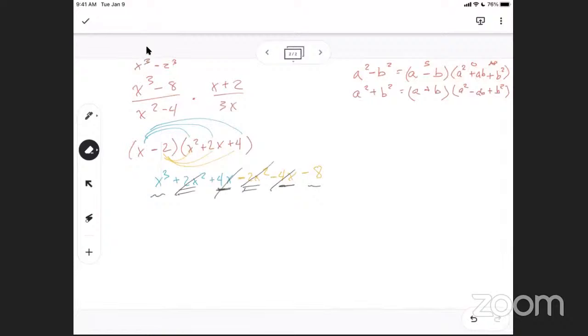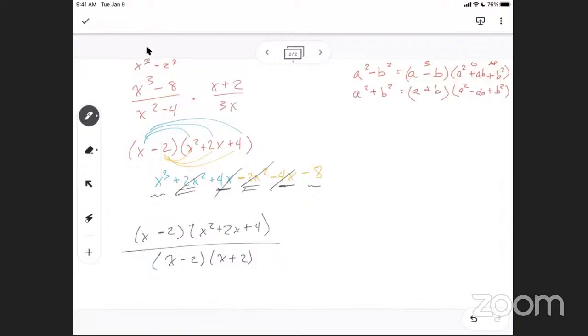Okay. So let's go back down here. Let's work down at the bottom. So this is going to be X minus 2 times X squared plus 2X plus 4. And on the bottom, what's X squared minus 4 factor into? X minus 2 and X plus 2. Good. See, you already know that strategy, right? You know that trick.